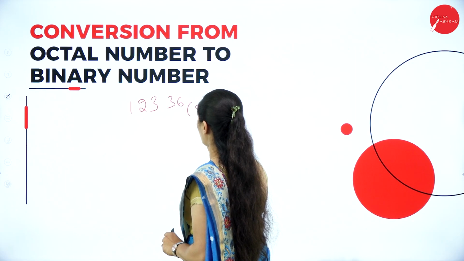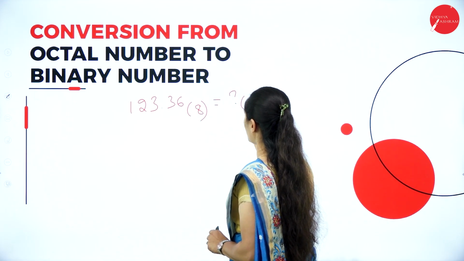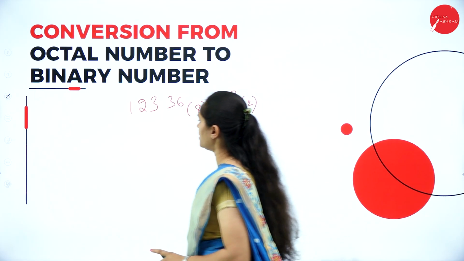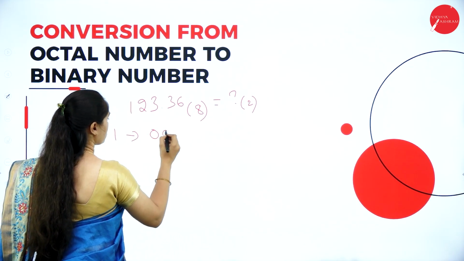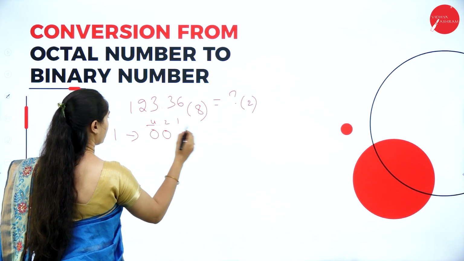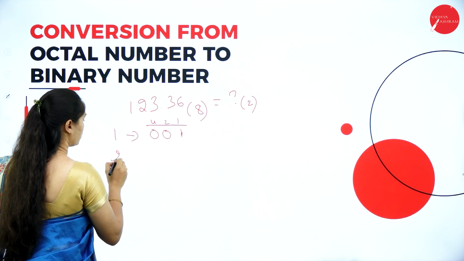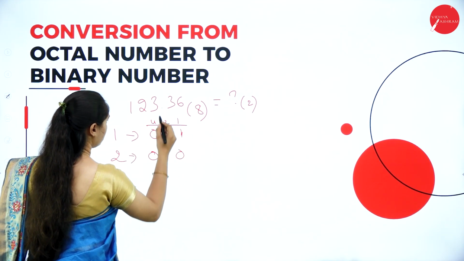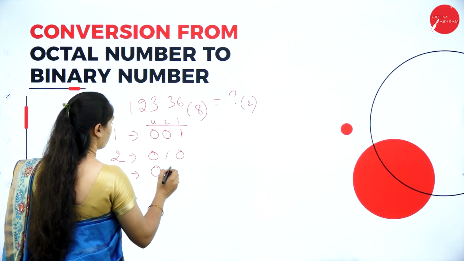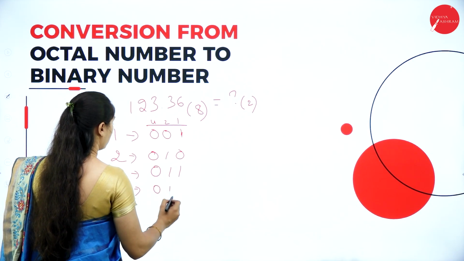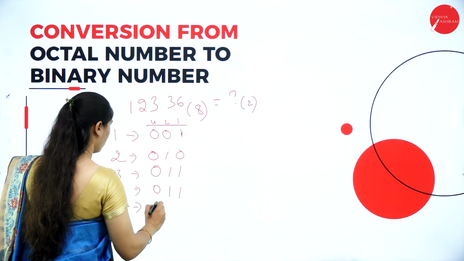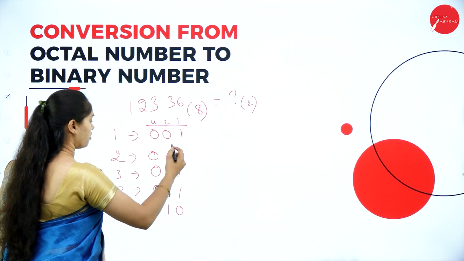123.36, which is of base 8, should be converted into binary. How am I going to write? For 1, what is the equivalent binary number? 0, 0, 1. Let me write 4 to 1 format here. 0, 0, 1. For 2, it is 0, 1, 0. For 3, it is 0, 1, 1. For 3, again it is 0, 1, 1. For 6, it is 1, 1, 0. Fine. How am I supposed to write?